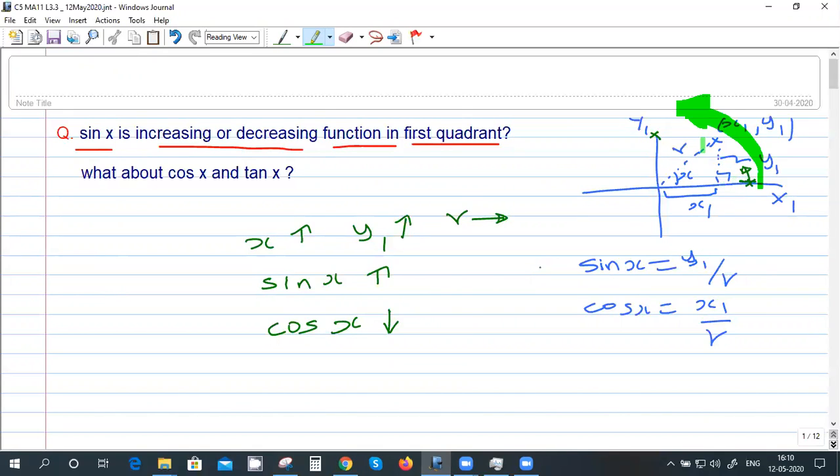As you move up, x1 is going to decrease, right? Y1 is going to increase. Y1 will increase, x1 will decrease, right? So that's why sin x is going to increase and cos is going to decrease.